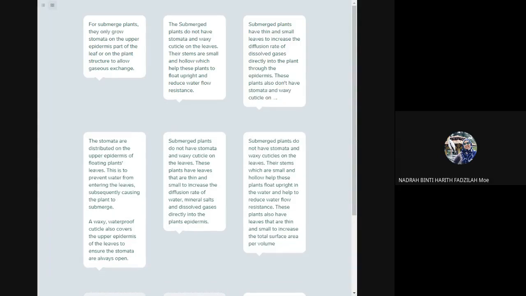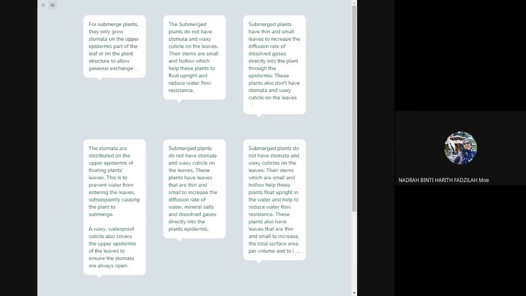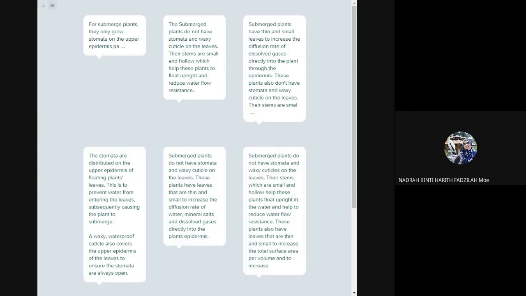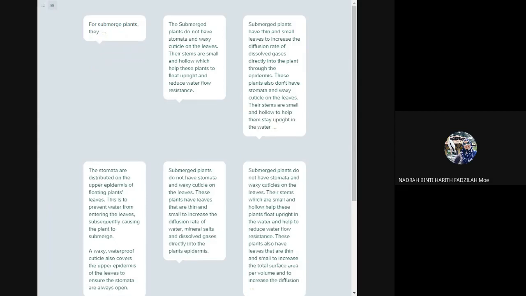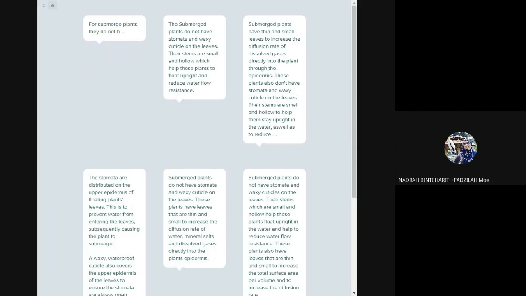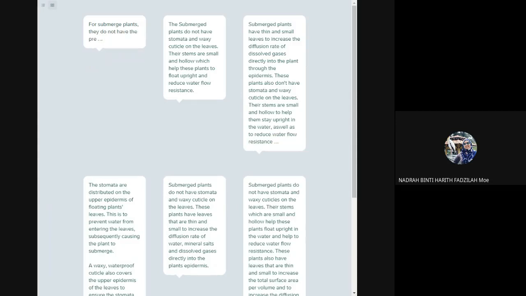The presence of stomata and also waxy cuticle. Good. Okay, itu description yang pertama. Okay, ada lagi tak? Okay, good. Tadi saya ada bagi gambar cross section of Elodea stem. So boleh guna kat situ. Apakah kegunaan? What is the function of having air sacs inside the Elodea stem atau Hydrilla stem?